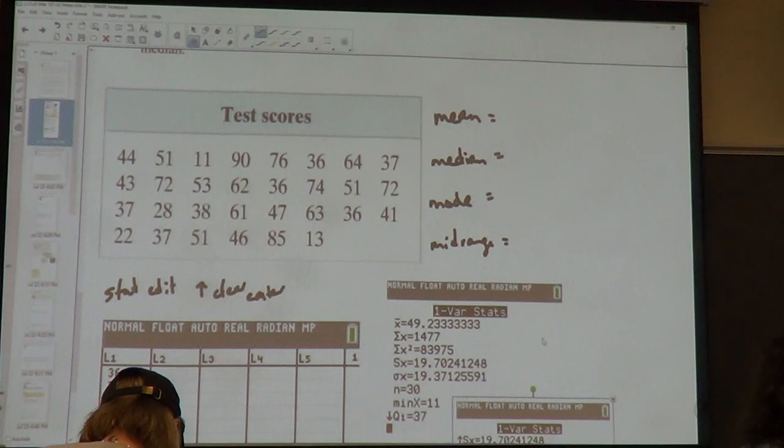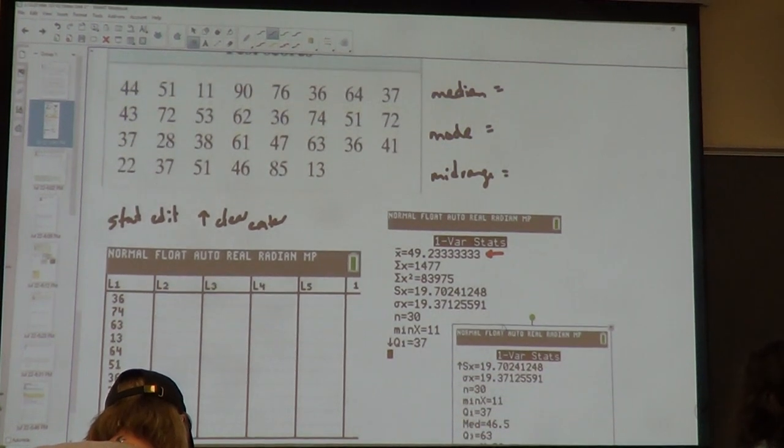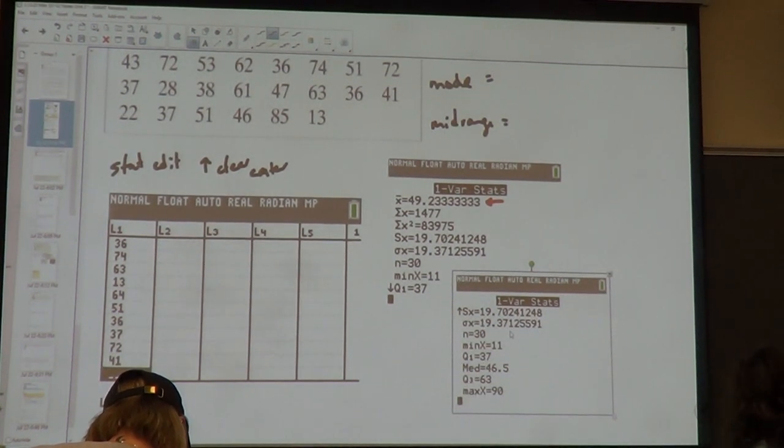First thing I need is the mean. So I know that my mean is my X bar. So my mean is going to be 49.23 or wherever my math lab tells me to round it to. Then my next thing is my median. Did y'all get that? 46.5. Yeah, I got 46.5. Did I type mine in wrong? That's what I got.